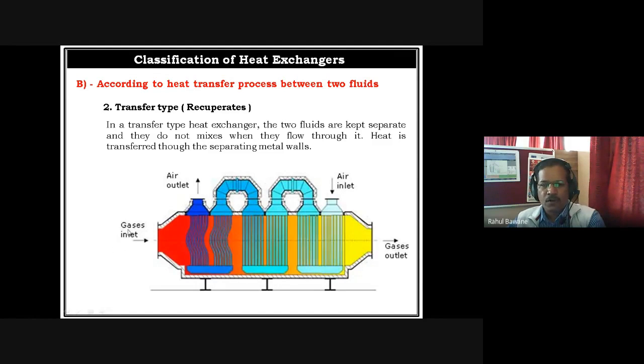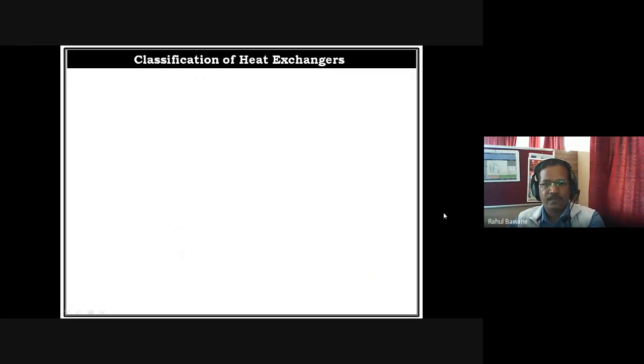So whatever hot gases are moving out through the chimney, in that chimney there are tubing sections provided, and air will be taken in through those tubing sections, and during its path the hot gases deliver heat and that air gets preheated. That means moisture is removed, and then dry air is supplied to the burner of that furnace. So here tubings are there, that is the partition part. This kind of heat exchanger is known as a transfer type heat exchanger or recuperator.